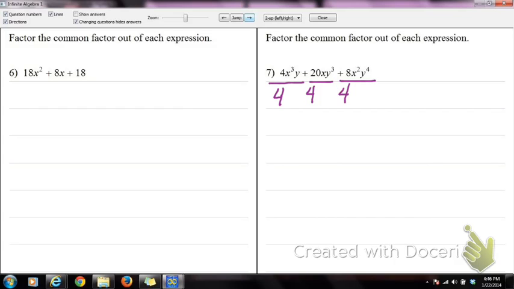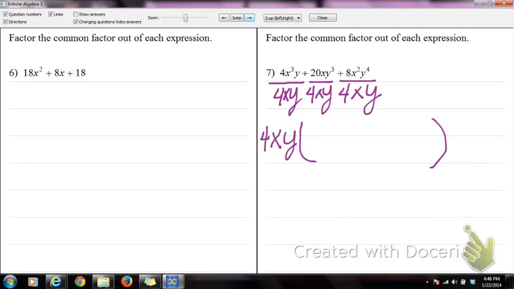Now look. What is the highest power of x that goes into each of the expressions? This would be a single x. It's the largest power of x that goes into all three. So we can also divide each expression by x. So we'll put an x by the 4. Now look at the y's. At least one y goes into each. So we need to divide by a y, the highest power of y that goes into all three. Let's go ahead and write our GCF on the outside, our 4xy, and draw some parentheses.